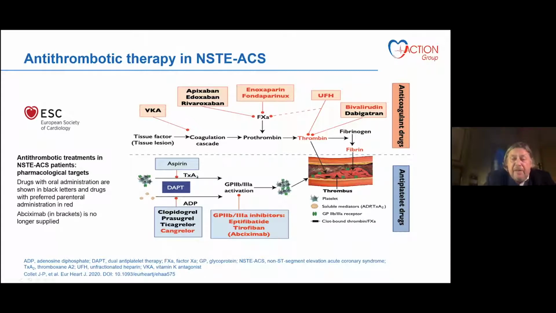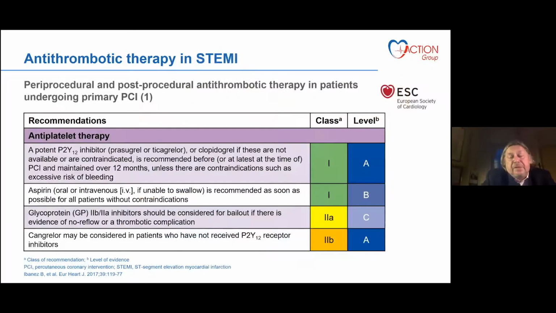On the other hand, we have the antiplatelet agents. Here mainly we have aspirin, and usually it's combined with the so-called P2Y12 inhibitor. In the acute phase, this should be prasugrel or ticagrelor. If these two drugs are not available or there are contraindications, clopidogrel also can be used. And also cangrelor may have some role in this situation, especially if patients are not pre-treated with the oral P2Y12 inhibitors. I don't want to go too much into detail now with other drugs that have lost their importance in the majority of patients during the past years.